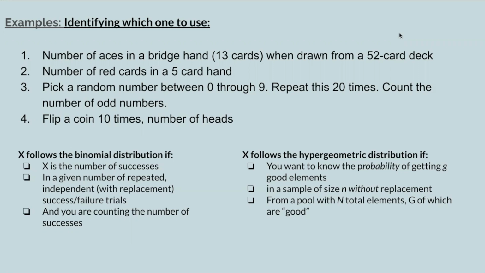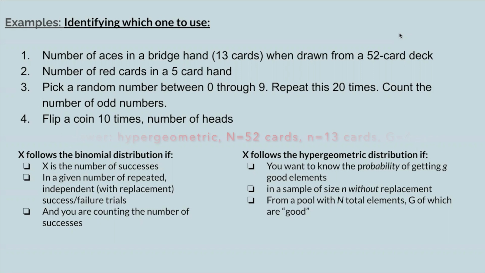So let's see. We want to know the probability of getting g good elements. The good elements are ace cards from a pool with N total elements. So 52, G of which are good. There are 4 aces total in the 52 card deck. So we know G and we know N. And for any value of little g, we can calculate the probability of that many aces being in the bridge hand. So number one is hypergeometric.